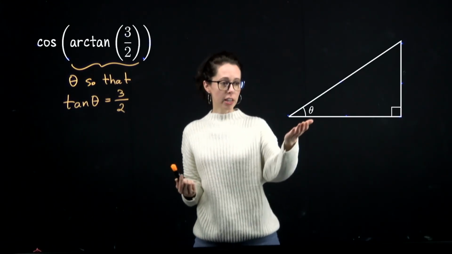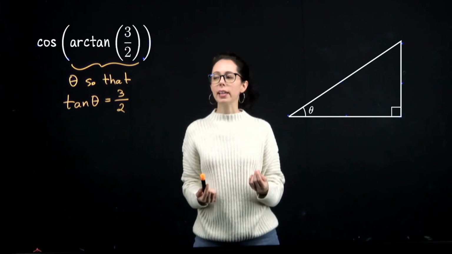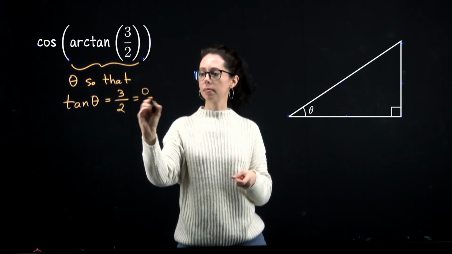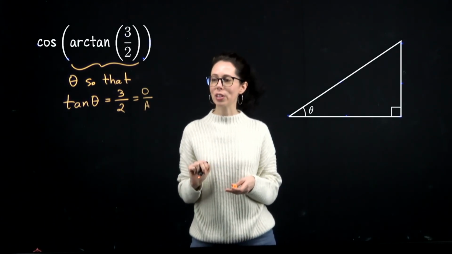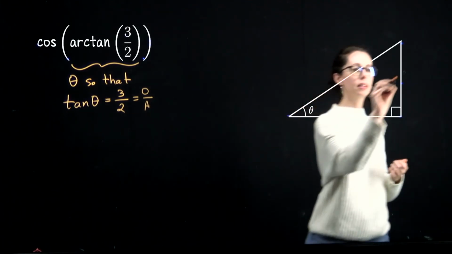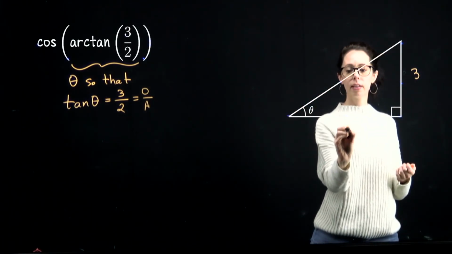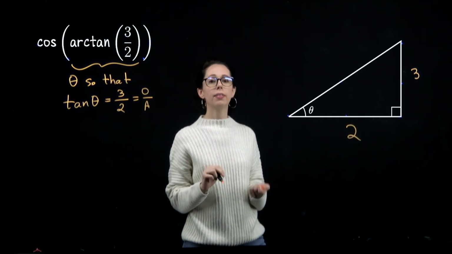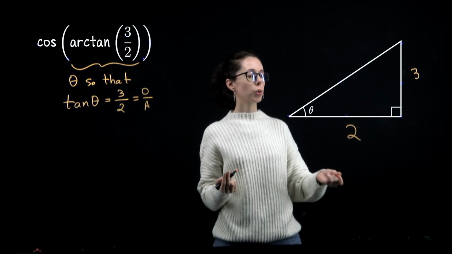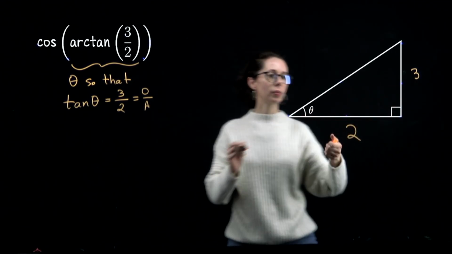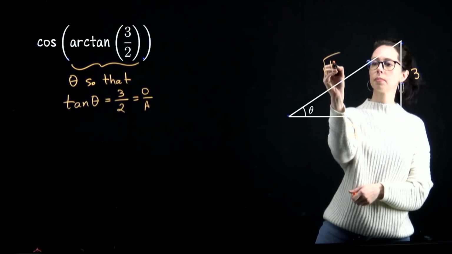Given that tangent of this angle theta is 3/2, I can now label the opposite and adjacent sides of my right triangle using SOHCAHTOA. So here we have OA. The opposite side is 3. The adjacent side is 2. Pythagorean theorem will tell us the length of the hypotenuse. So it's going to be the square root of 2 squared plus 3 squared. So that's square root of 4 plus 9, which is square root of 13.